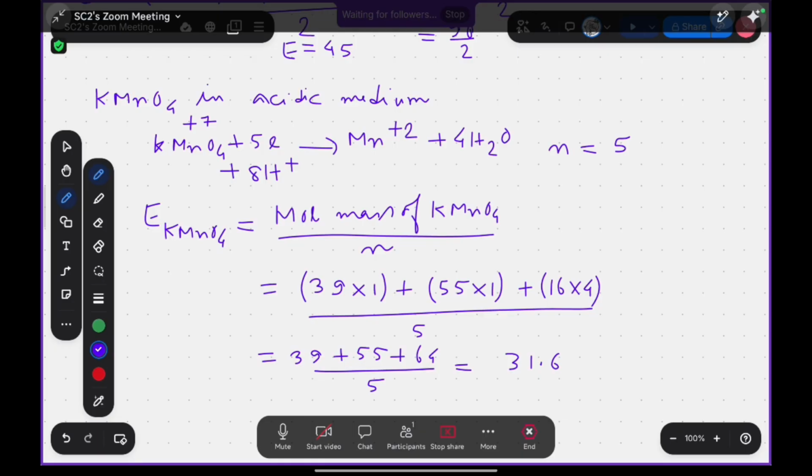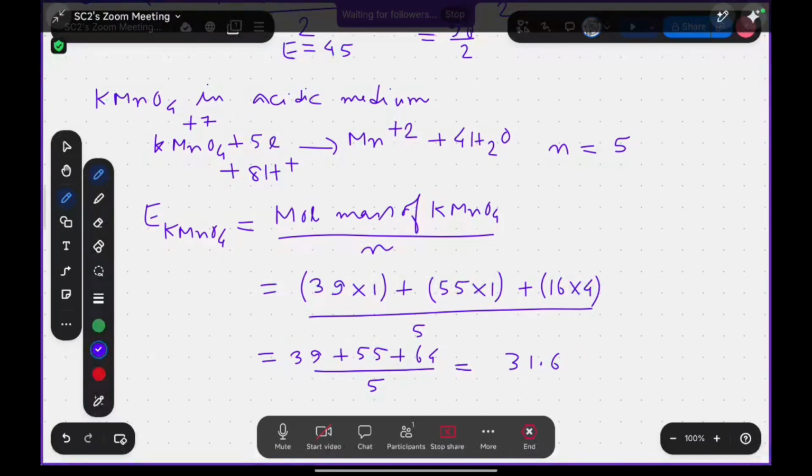This is a reduction half reaction. Potassium permanganate is getting reduced to Mn plus 2. Reduction half reaction, N factor is 5. So it doesn't matter what the other reactant is. In acidic medium, the equivalent weight of KMnO4 is 31.6.